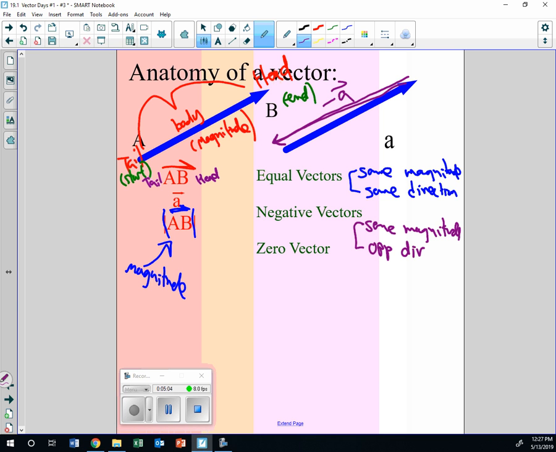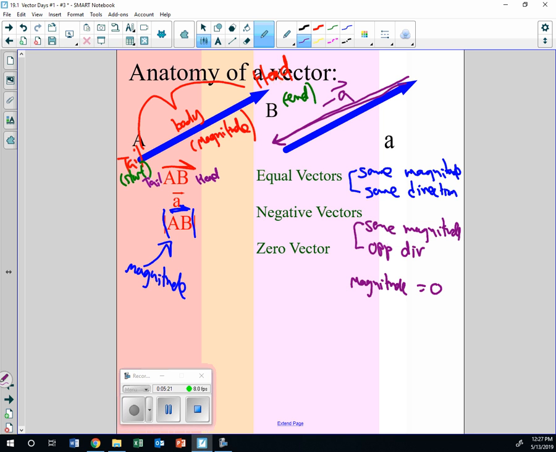Now, a zero vector is really fun to draw. Are you ready? There, I drew it. Shall I draw it again? There, I did it. So zero vector has a magnitude of what?